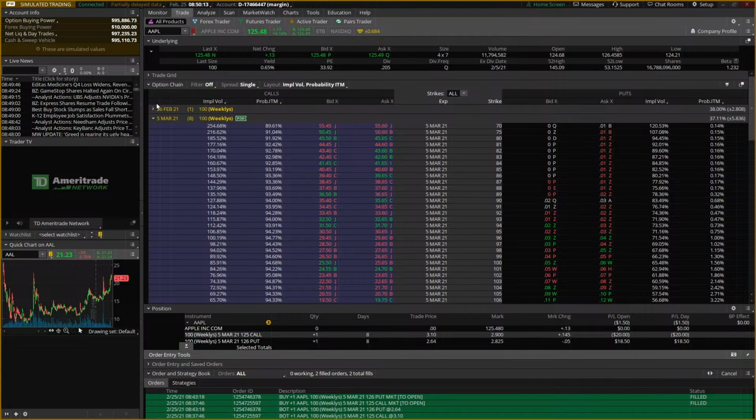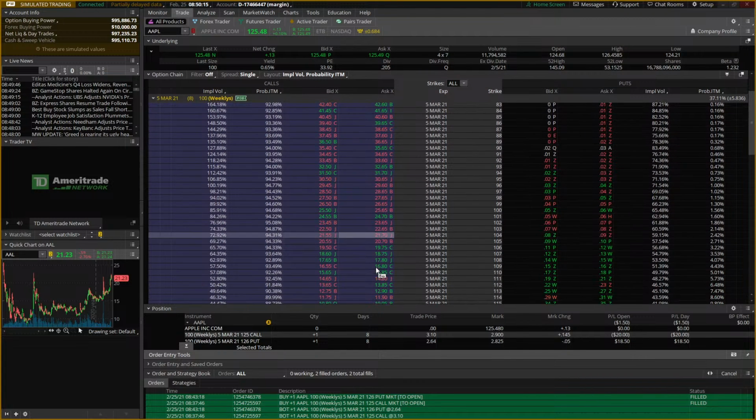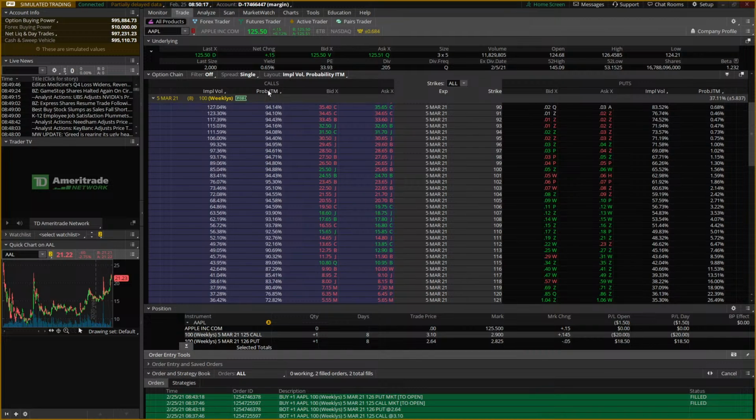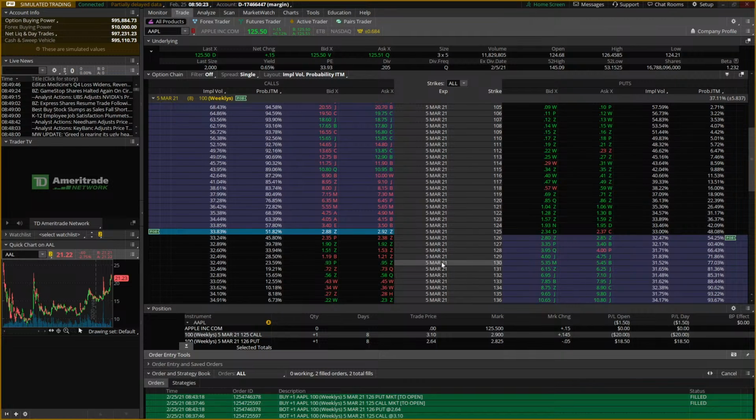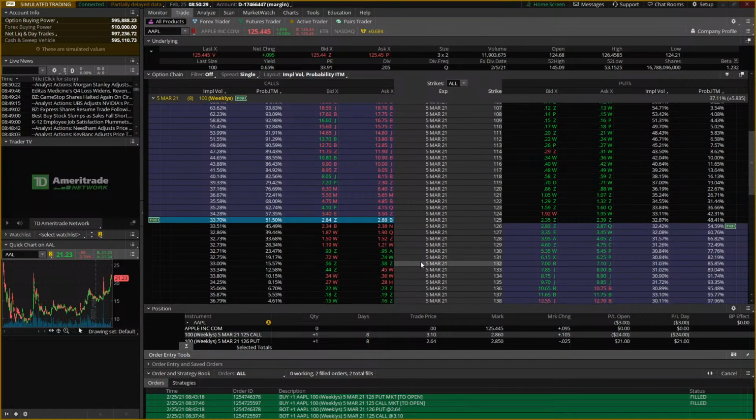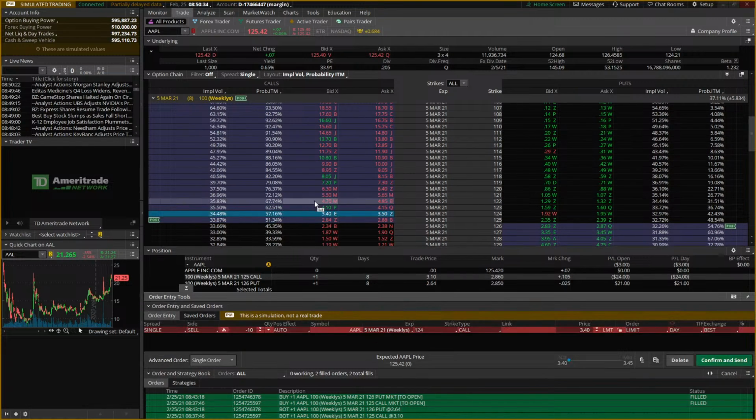So, I'm going to do a 5th of March call. This is the call side. This is the put side. So 5th of March call. And I'm going to do $125. See how this is in the money? The blue, that's in the money.